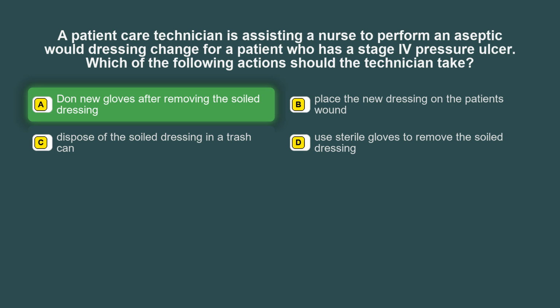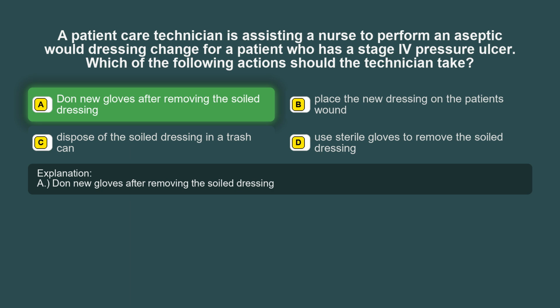The correct answer is option A, don new gloves after removing the soiled dressing.